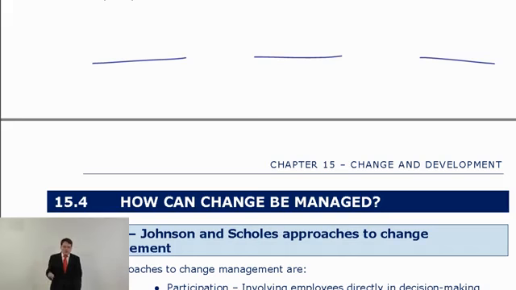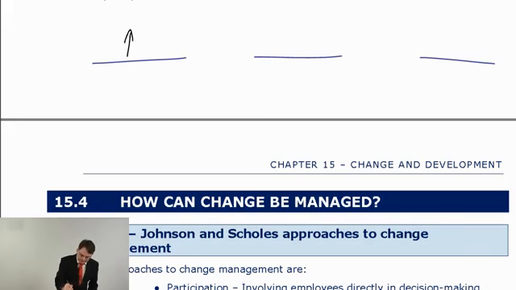Lewin is another useful model to use in the exam, just like the force field model. It's the same guy. So Lewin came up with both of these models. And each of them is only worth 2 or 3 marks in the exam if it's tested at all. But they're fairly easy, 2 or 3 marks. So Lewin says, right, you want change to be successful. There are 3 steps to it.